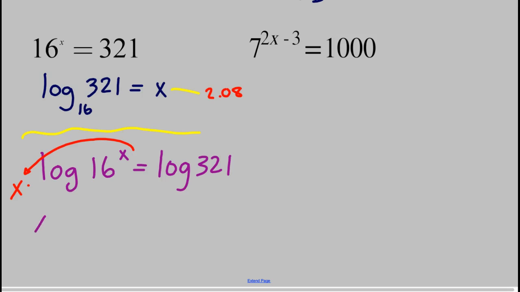So now we have x times the log of 16. Oh my goodness. Turn that into a 6 like Bart Simpson would. Equals log of 321.